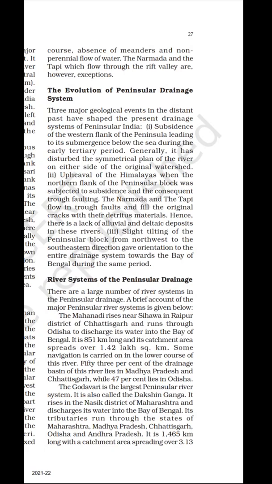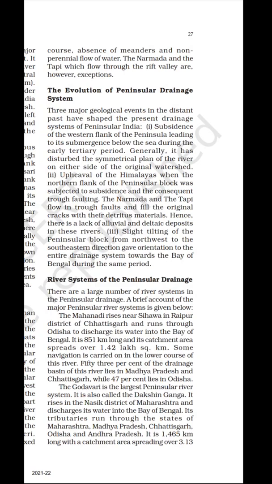Three major geological events in the distant past have shaped the present drainage system of peninsular India. Subsidence of the western flank of the peninsula, leading to its submergence below the sea during the early Tertiary period. Generally, it has disturbed the symmetrical plan of the river on either side of the original watershed.